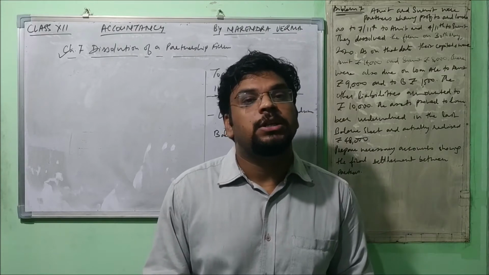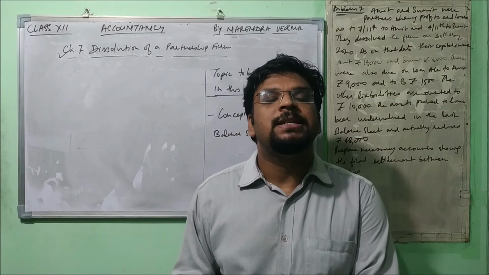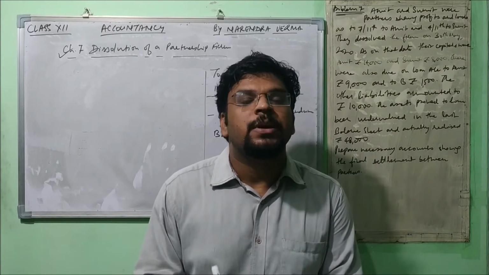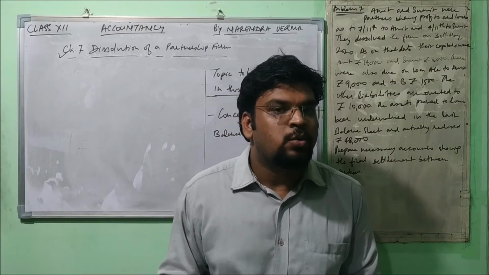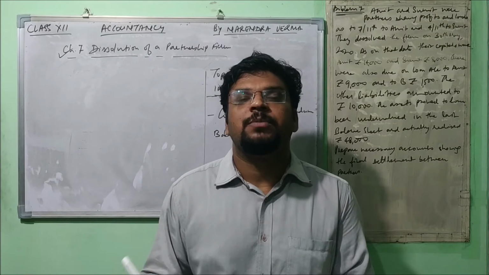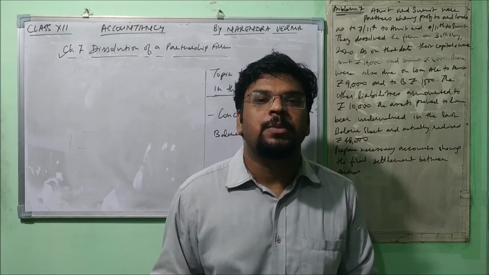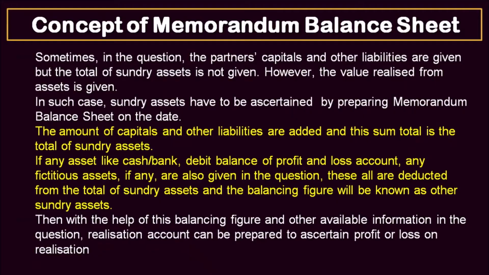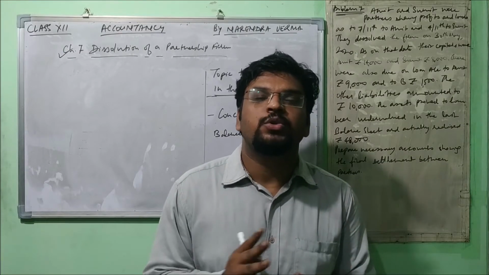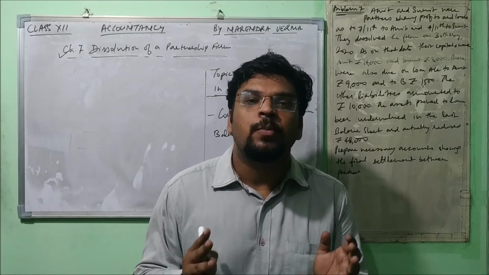Now we have got the sundry assets or other sundry assets. With this balancing figure, we can easily prepare the realization account and determine the profit and loss on realization. And thereafter, we can prepare the partners' capital account and bank account. The question can be completed in that manner. Alright, so how is it going to be done? Today I'm going to tell you through a few numerical problems.